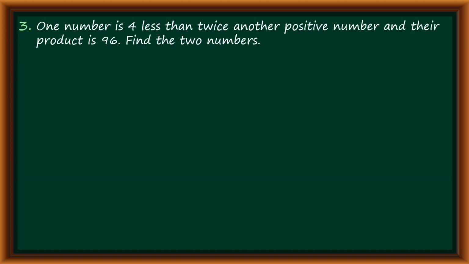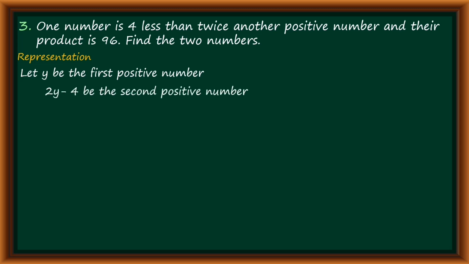Number 3, one number is 4 less than twice another positive number, and their product is 96. Find the two numbers. Let us have the representation. Let us use y as the first positive number, 2y minus 4 as our second positive number. So for our equation, let us find the product of the two positive numbers. y times the quantity 2y minus 4 is equal to 96.